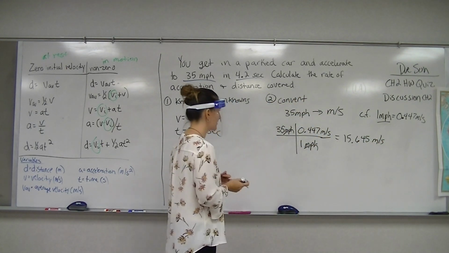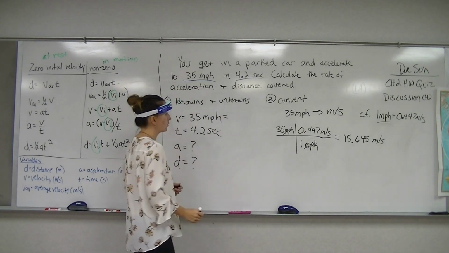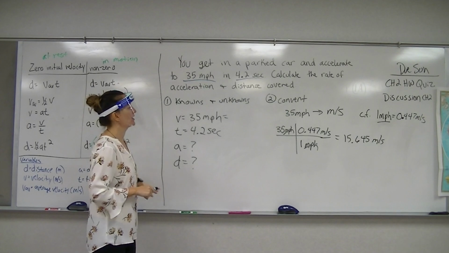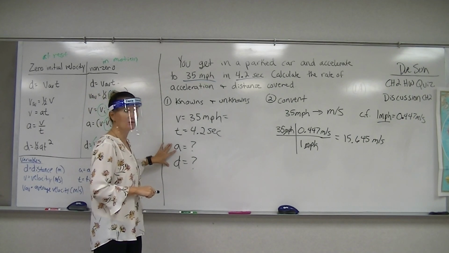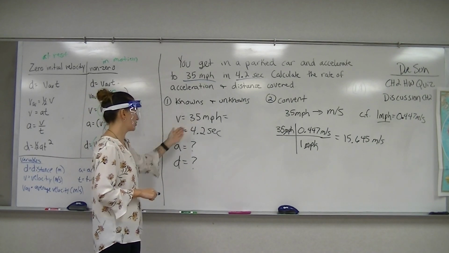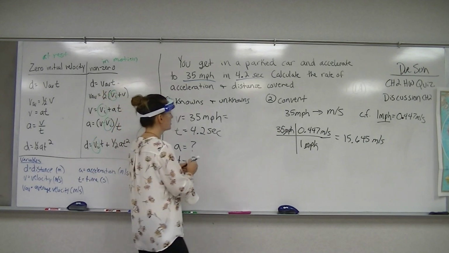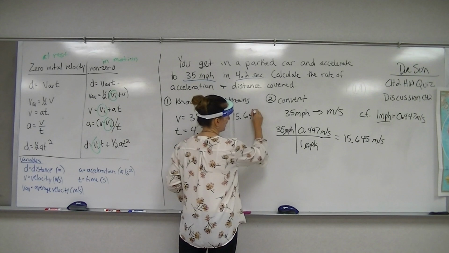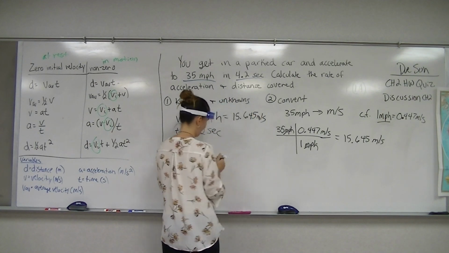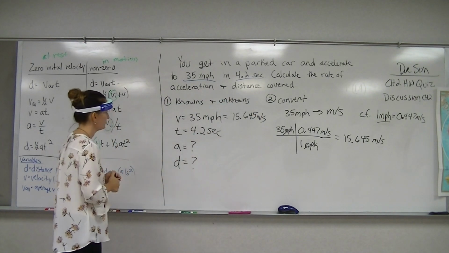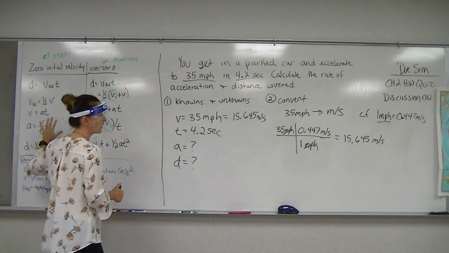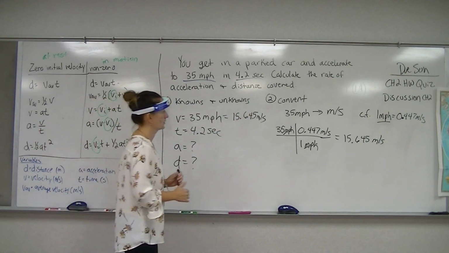Notice, I'm not worried about sig figs right now. I still am. We learned it for a reason. But I'm not going to worry about it until I get to my final answers. This is not a final answer. This is a conversion to help me get a final answer. So I'm going to keep all the digits presented so that I get a more accurate answer. So this is the velocity I want to use once I figure out what equation to use.